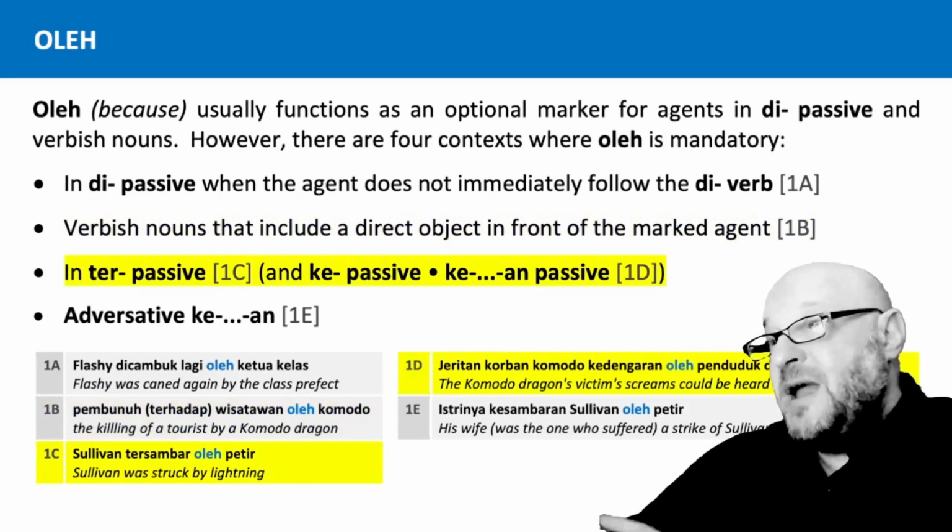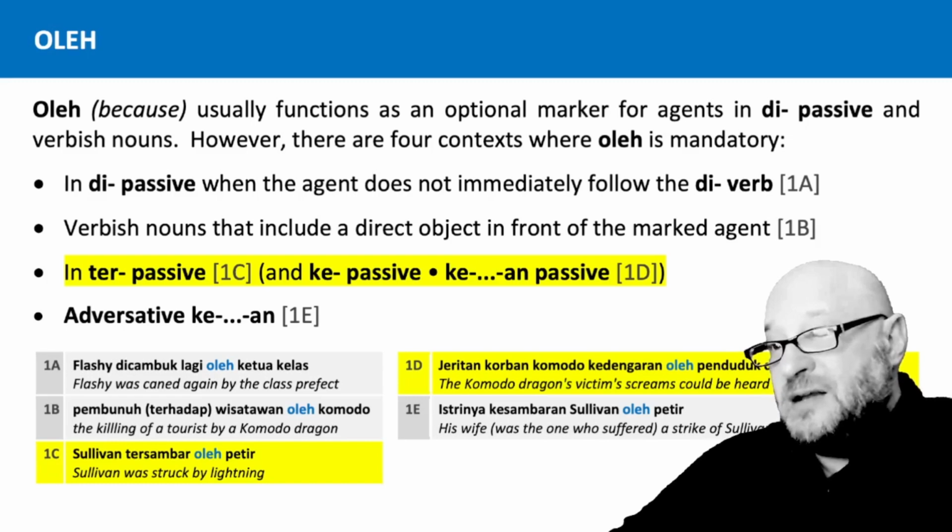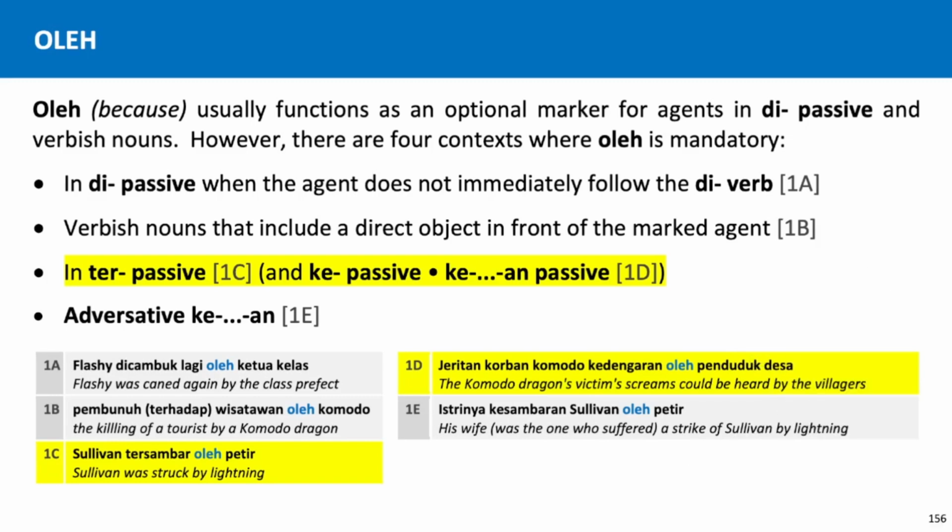Ter-passive and ke-passive and ke-un-passive. Example 1c, Sullivan tersambar oleh petir. Sullivan was struck by lightning. Example 1d, jeritan korban Komodo kedengaran oleh penduduk desa. The Komodo dragon's victim's screams could be heard by the villagers.